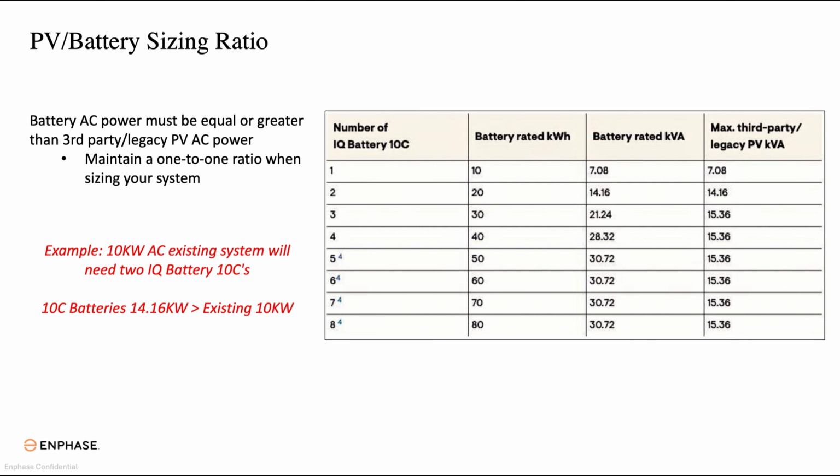When sizing IQ10C batteries for existing systems, the total battery AC power must be equal to or greater than the AC power of a third-party or legacy PV system. A good rule of thumb is to maintain a 1-to-1 ratio. For example, if the existing system is rated at 10 kilowatts, you'll need a minimum of 2 IQ10C batteries, providing a combined output of 14.16 kilowatts. Refer to the chart for additional sizing guidance.